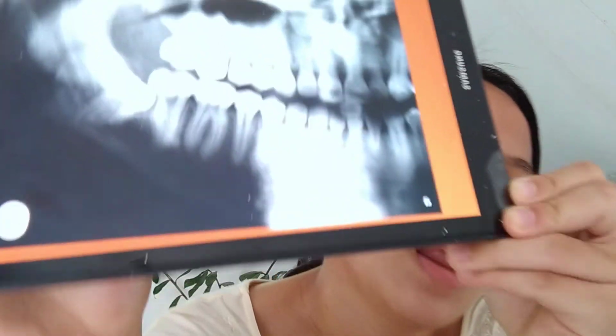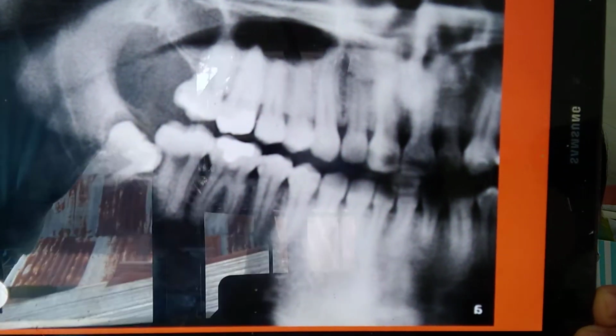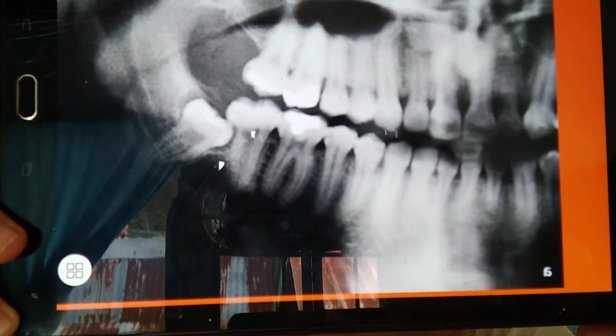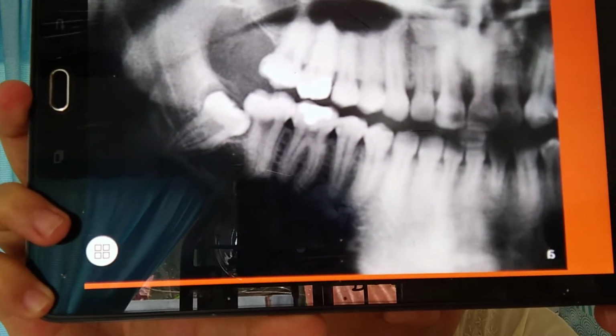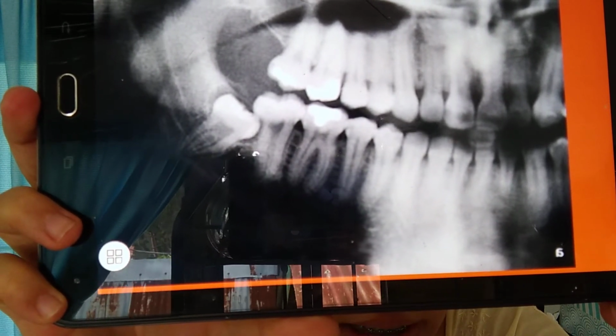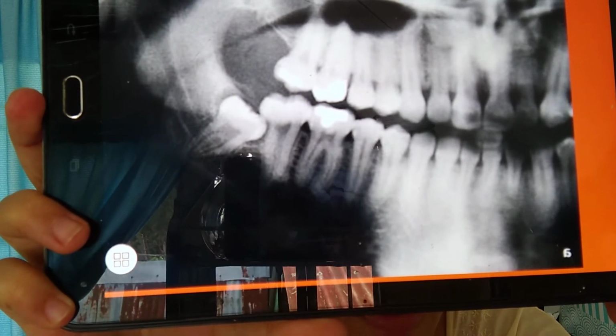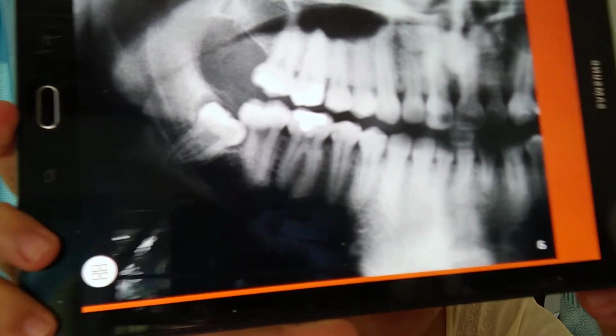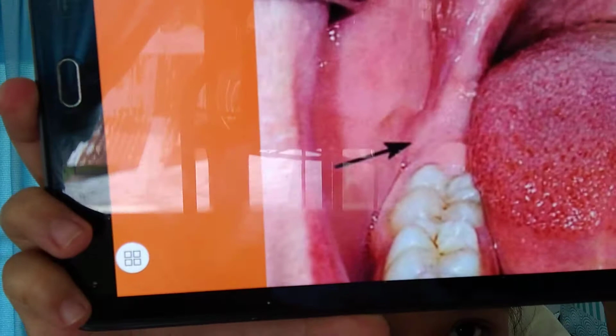Okay, so the next one is extracting a mandibular impacted third molar that presents a mesoangular impaction. So this is a radiograph of a person with an impacted mandibular third molar with mesoangular impaction. So this tooth presents inclination of the crown mesially to a greater or lesser degree so that the mesial cusps are in contact with the distal aspect of the second molar. As you can see here, the arrow pointing.